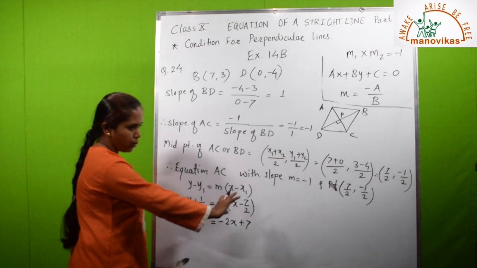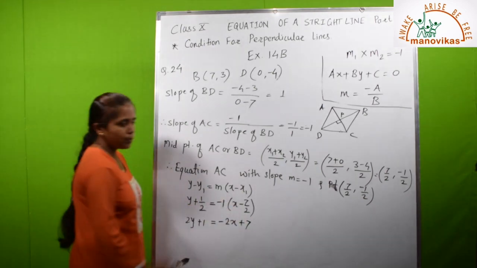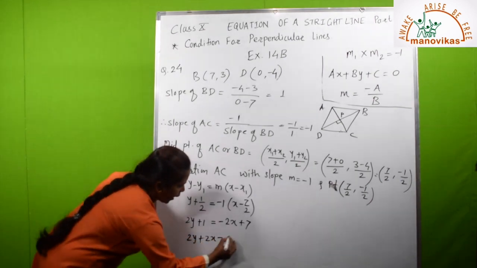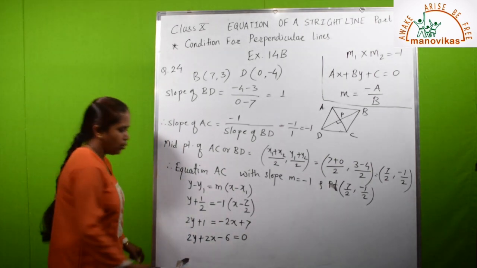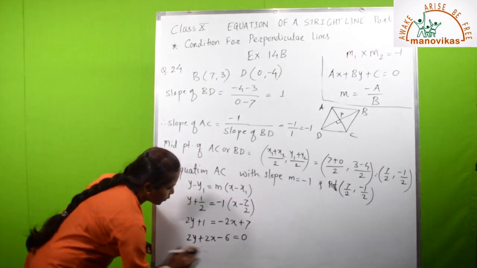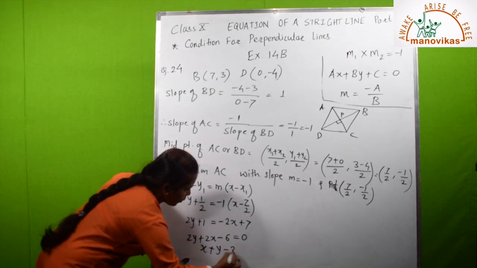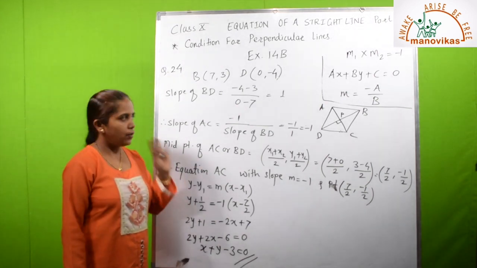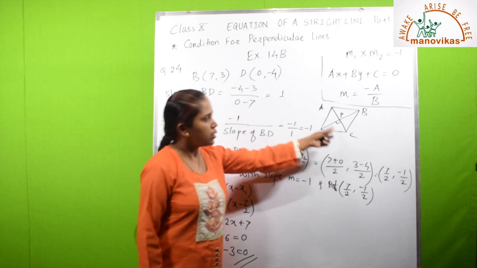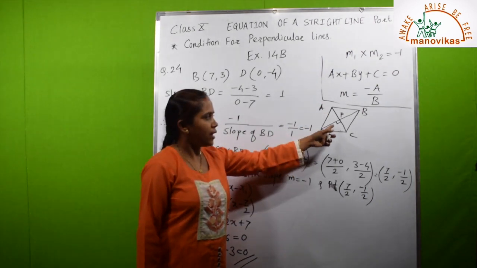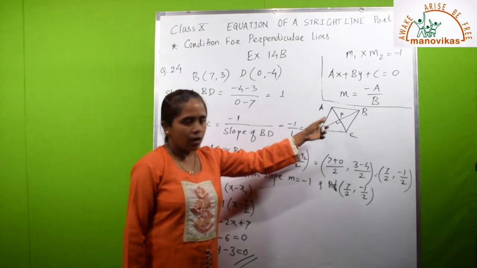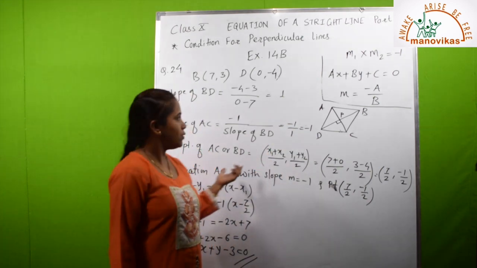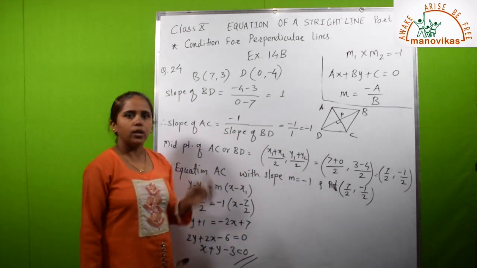Here I multiply throughout by 2 and simplify this bracket. So you get 2y plus 2x minus 6 is equal to 0, or you can divide this equation by 2, you get x plus y minus 3 is equal to 0. This is the equation of AC. Here we have used the property that diagonals of a rhombus bisect each other at 90 degrees, or AC and BD are the right bisectors. Understood? This is one more sum related to the perpendicular lines.